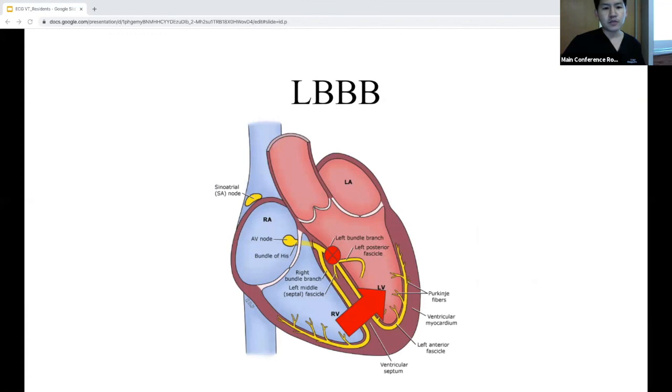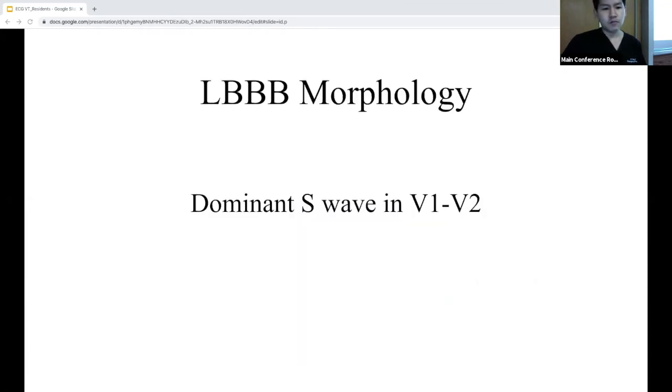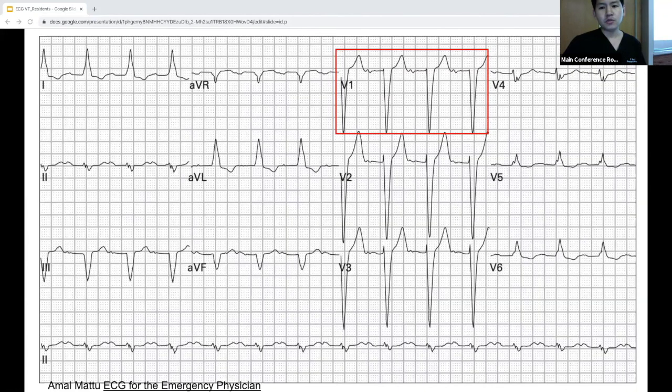So next up is the left bundle branch morphology. Here you can see the left bundle branch is blocked, so the impulse goes down the right bundle branch, and then depolarization occurs from cell to cell, from right ventricle to left ventricle. And when I'm talking about left bundle branch morphology, I'm referring to a dominant S wave too. So here's a normal sinus rhythm with left bundle branch block.